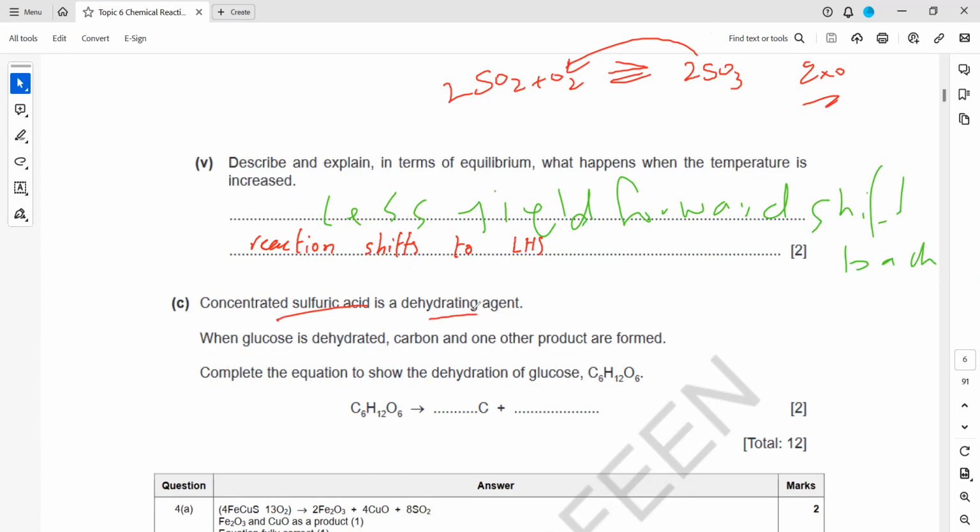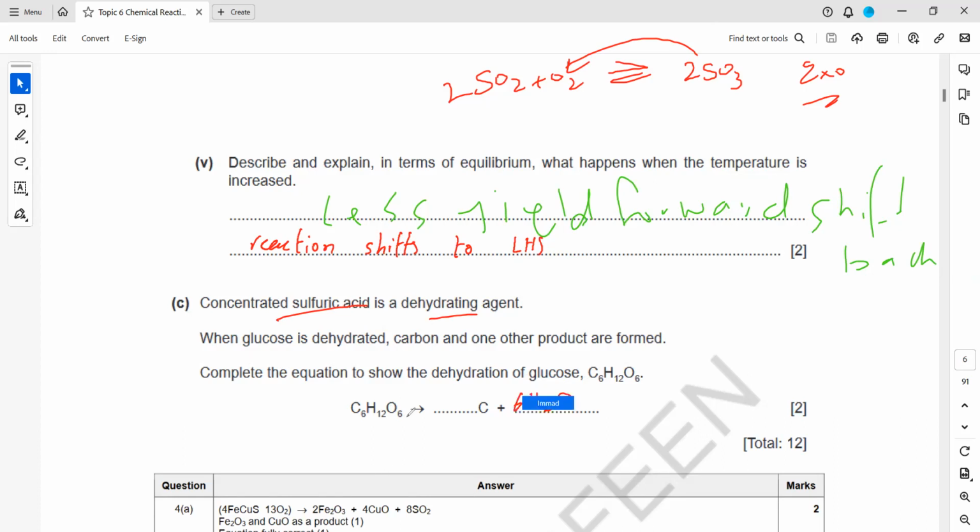Concentrated sulfuric acid is a dehydrating agent. A dehydrating agent means it removes water. When glucose is dehydrated, carbon and one other product are produced. Because it's a dehydrating agent, what will it produce? Water. Then we have to balance this equation.